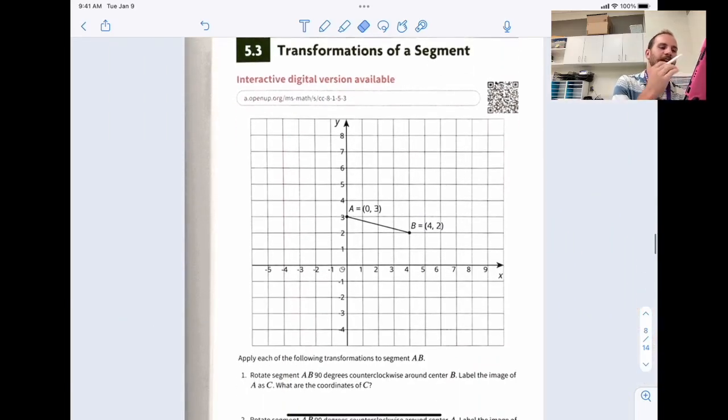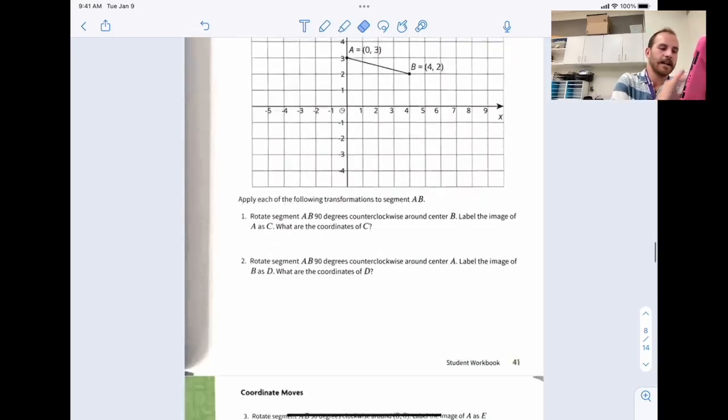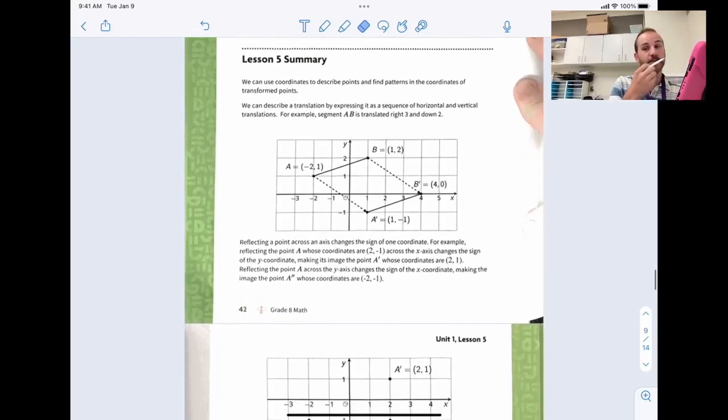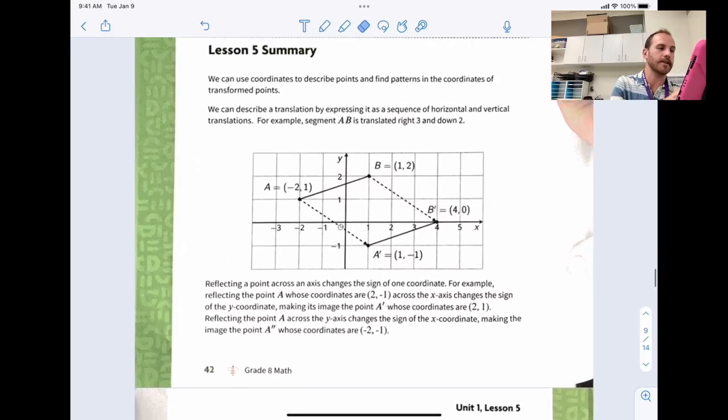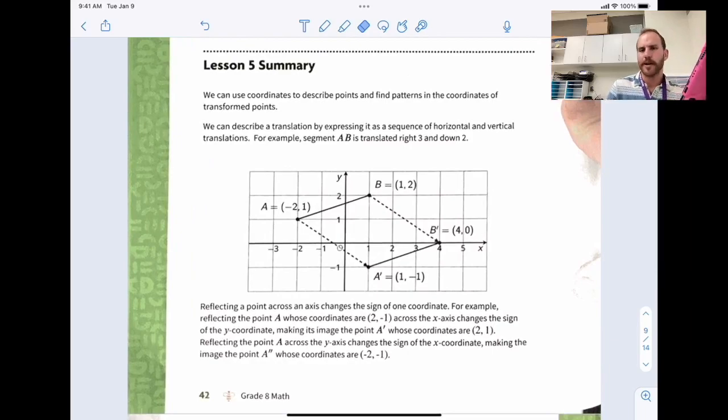All right, instead of doing transformations of a line segment, we're going to go ahead and read the lesson summary. Okay, and again, feel free to read it on your own. Highlight some things that you find important because y'all are good at that. Okay, I'll just go ahead and read through it and explain as I go. What are we at? 20 minutes right now. Way to go.